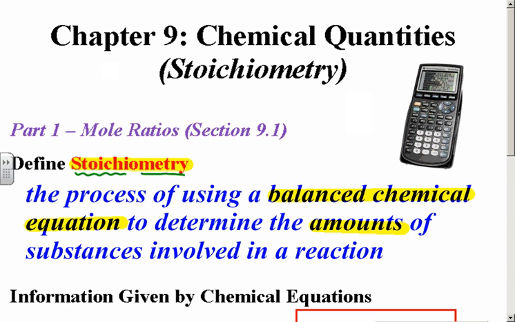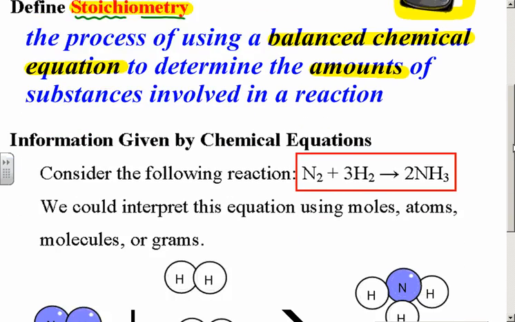In stoichiometry, you will be doing a lot of calculations. You will want to have your calculator with you as you're going through this notes packet, and also as you're doing your calculations and practice for this chapter. In part 1 of this unit, we are going to focus on mole ratios. This is the ratios that we see from a balanced chemical equation.